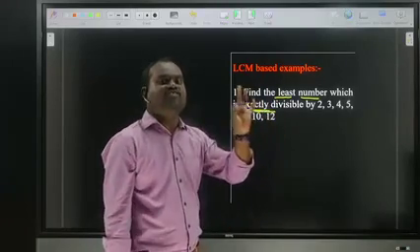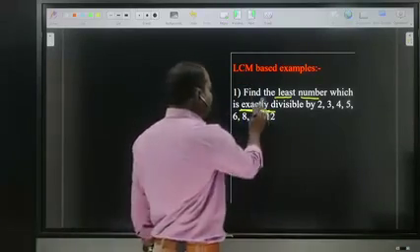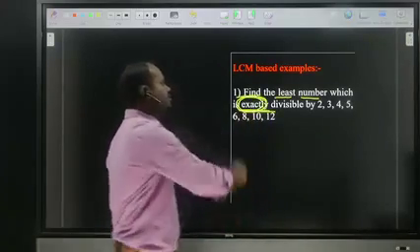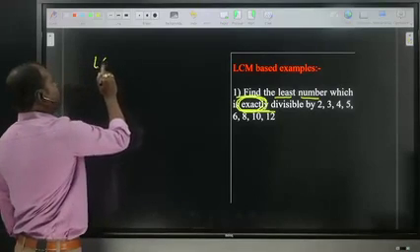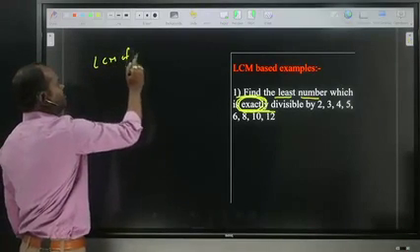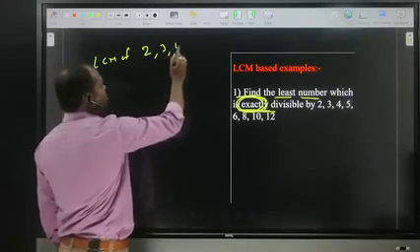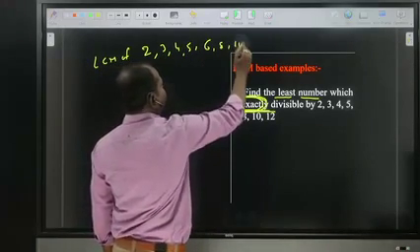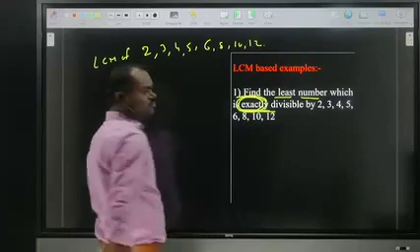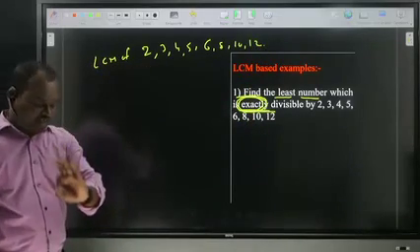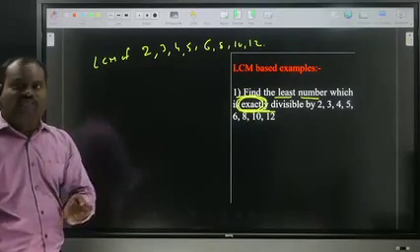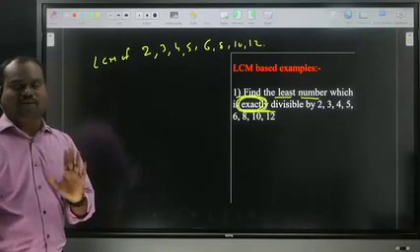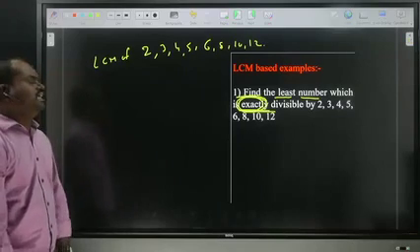So first of all, just find the LCM. Whenever the question says exactly divisible, just find the LCM. That is the answer. Now the LCM of which numbers? 2, 3, 4, 5, 6, 8, 10, 12. What is the question? Least number, and that should be exactly divisible, meaning we have to get it in all tables. So that's why LCM.